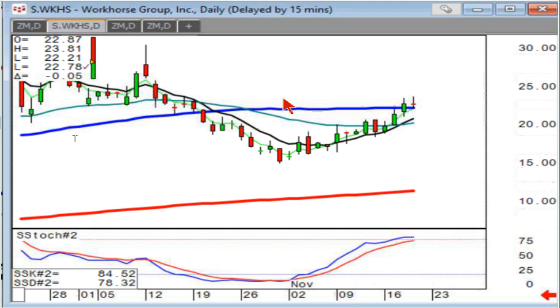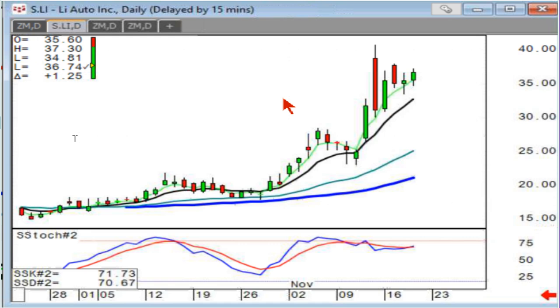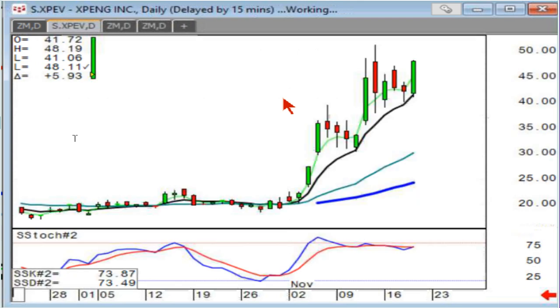Workhorse, that's a nice fry pan bottom. This one can be bought. Oh, that's right. LI has been acting well. You can stay long on this one. And XEPV, thank you. Another one that's moving up nicely.